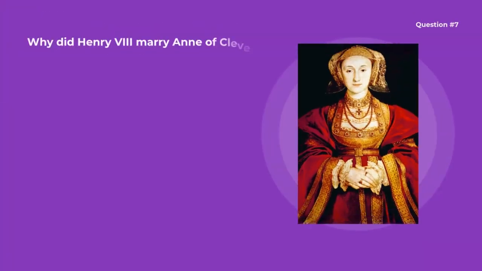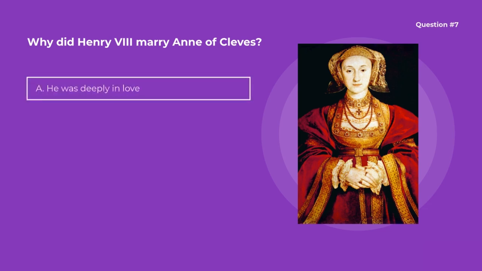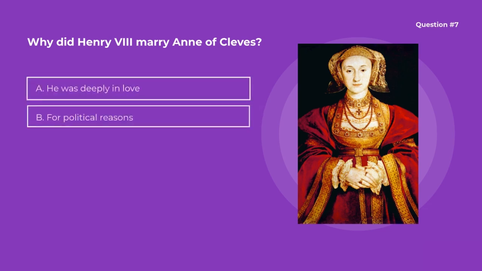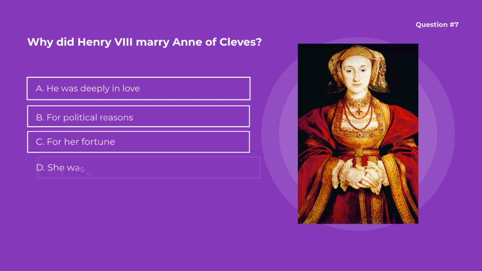Question number 7. Why did Henry VIII marry Anne of Cleves? Options are A. He was deeply in love, B. For political reasons, C. For her fortune, D. She was expecting a child. Correct option is B. For political reasons. The marriage was arranged to strengthen alliances.